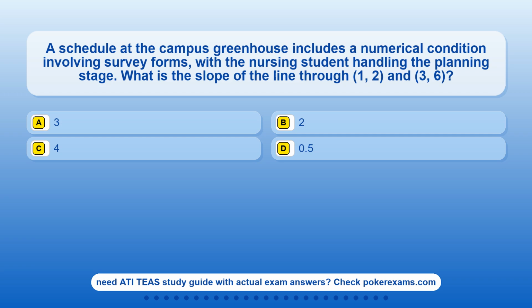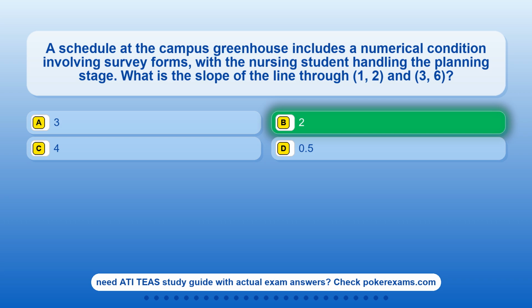Question 16. A schedule at the campus greenhouse includes a numerical condition involving survey forms, with the nursing student handling the planning stage. What is the slope of the line through (1, 2) and (3, 6)? Option A, 3. Option B, 2. Option C, 4. Option D, 0.5. The correct answer is option B, 2.